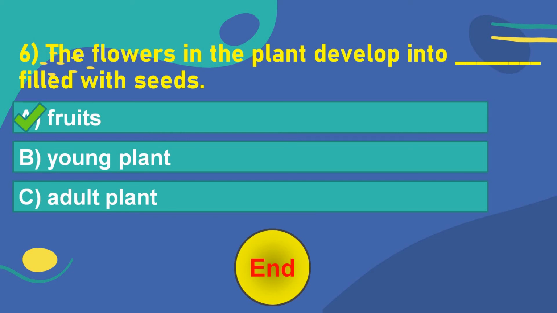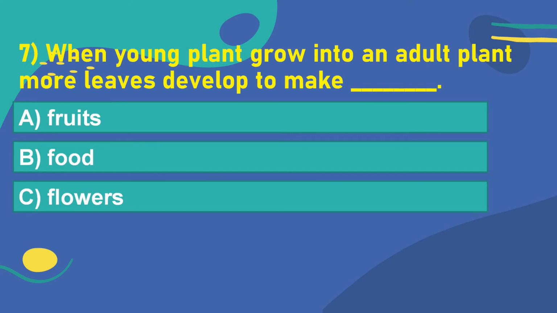The seventh question is, when a young plant grows into an adult plant, more leaves develop to make dash. Option A, fruits. Option B, food. Option C, flowers. Think of the answer. Your time starts now. 5, 4, 3, 2, 1, 0.